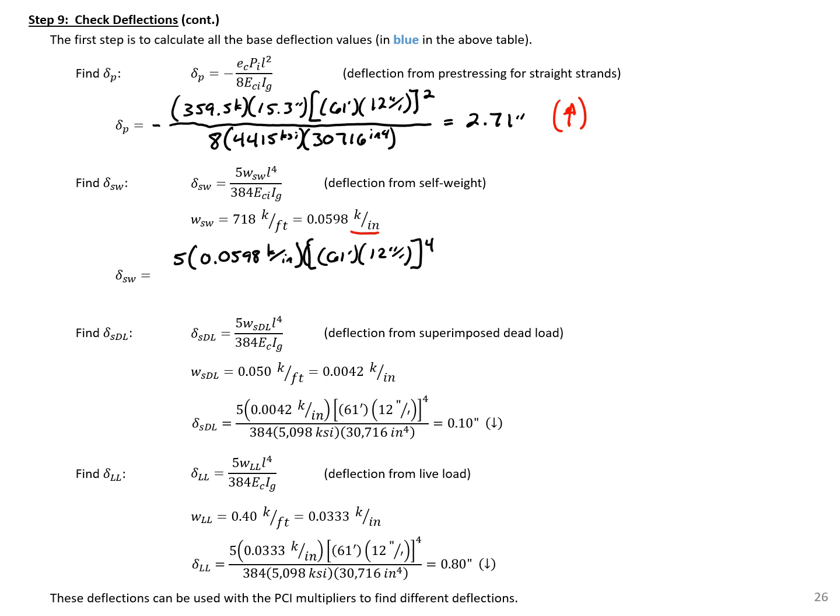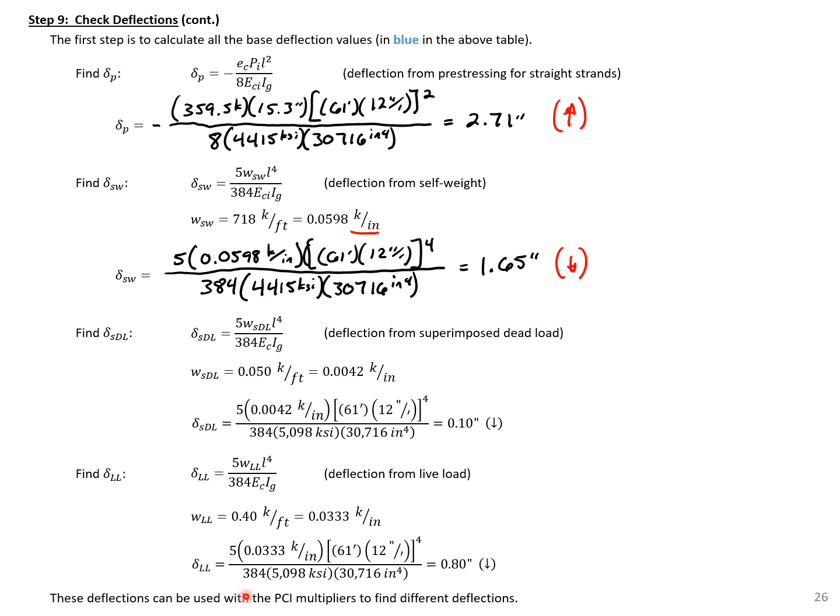This is all to the fourth, or the length L to the fourth, and then divided by 384 times our modulus, 4,415 KSI, so our release modulus, and then times our gross moment of inertia, 30,716 inches to the fourth. So we'll get a deflection here of 1.65 inches. And again, our direction here from our self-weight is going to be down.